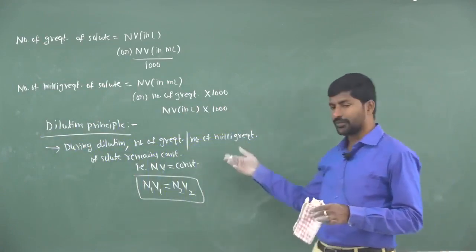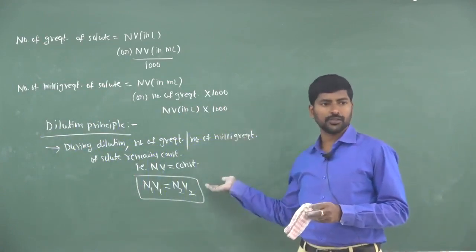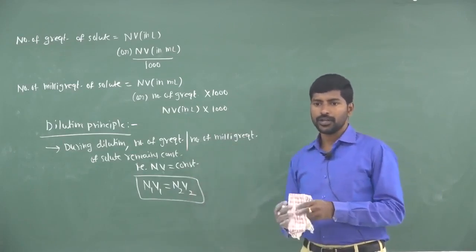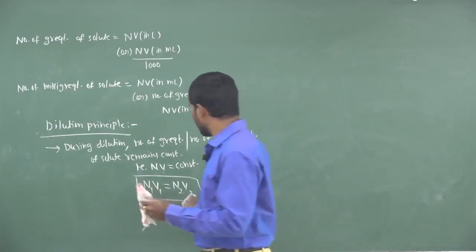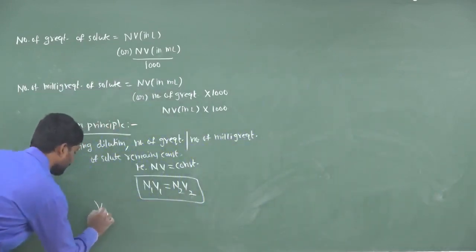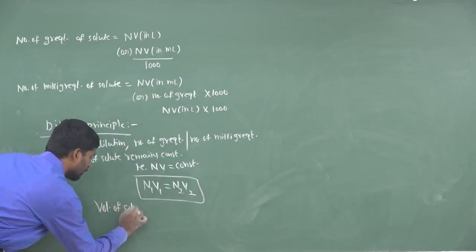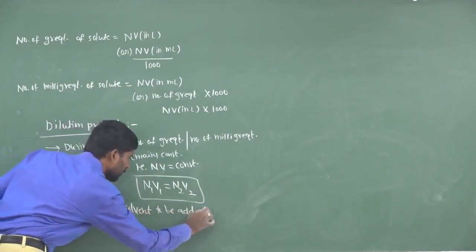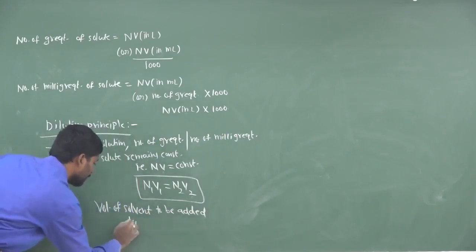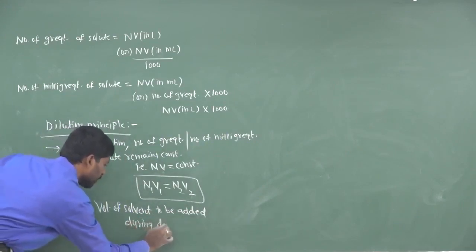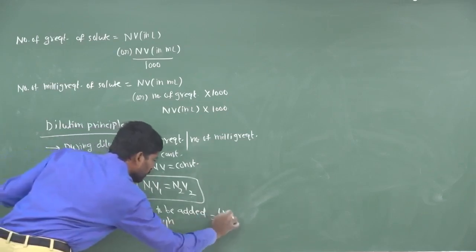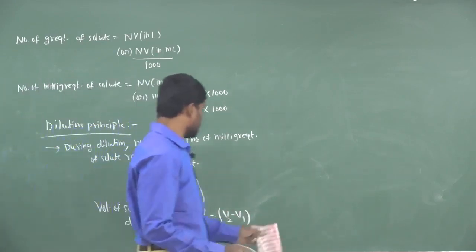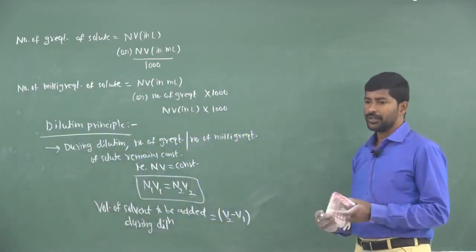Similar to the previous case, if you have a stock solution, a concentrated solution, and you want to prepare a dilute solution, in such cases we follow this dilution principle. What is the volume of solvent to be added during dilution? It is nothing but V2 minus V1.